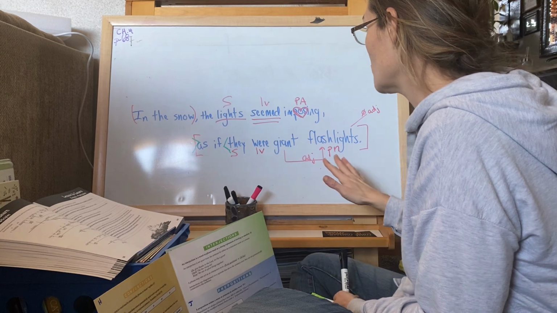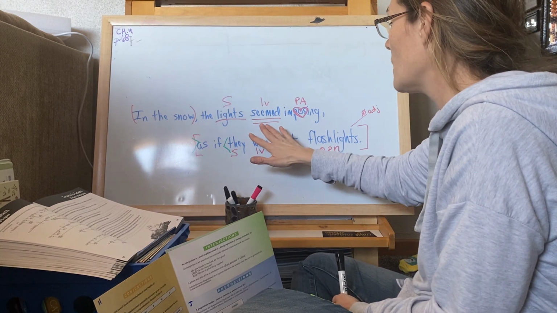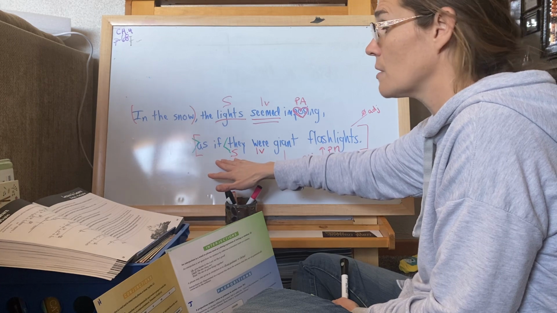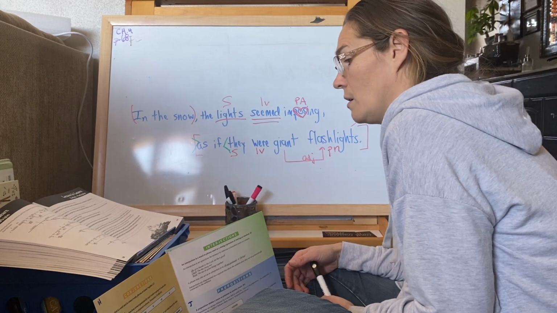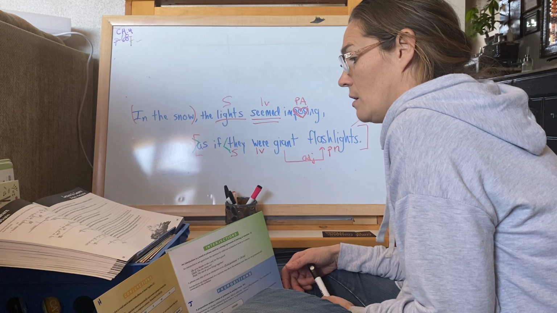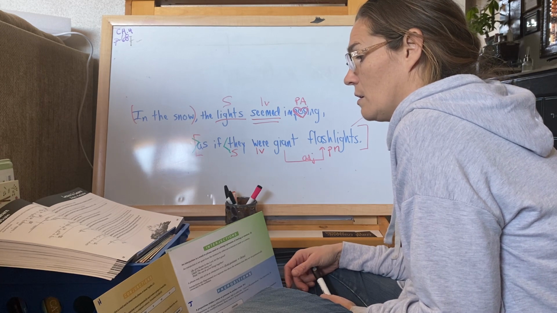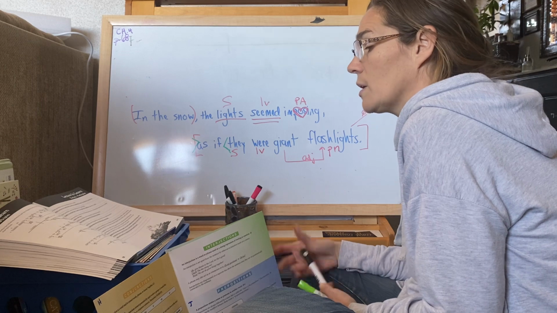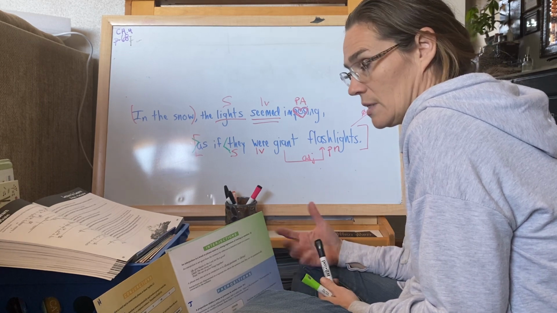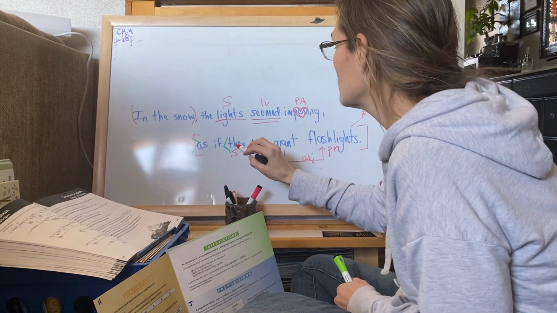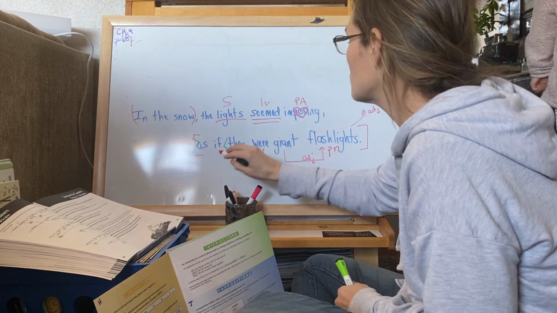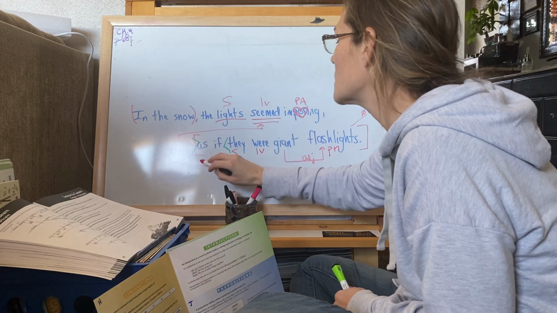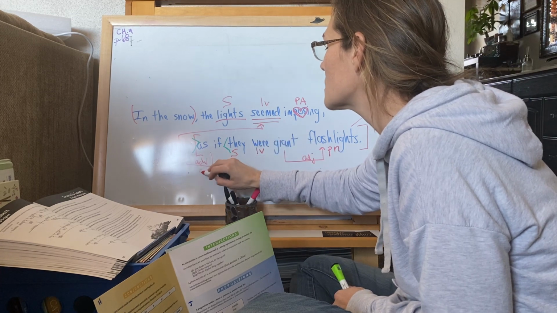So now we've figured out our principal elements. What are our modifiers? What is this clause modifying? Lights. Well, it's adverbial, so it has to modify seemed. Yeah, there you go. Sorry about this, guys. It's pointing to seemed. It's an adverbial clause.